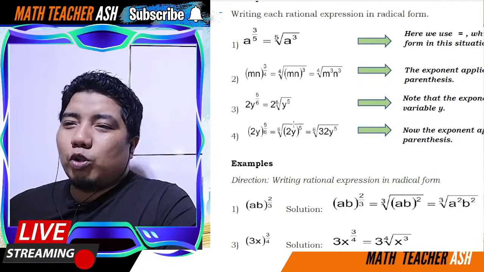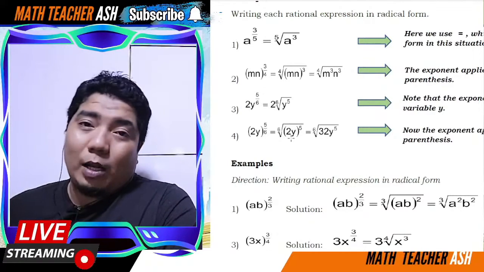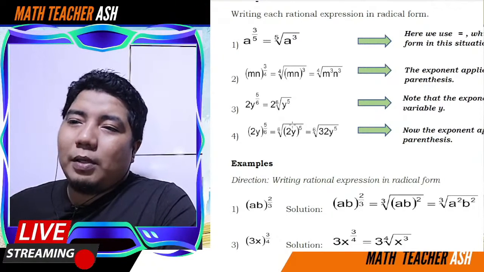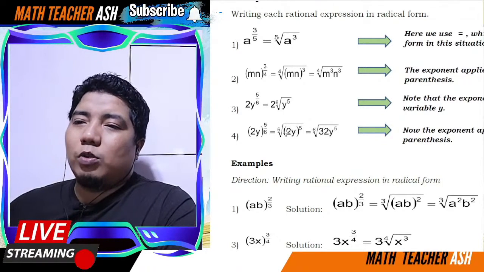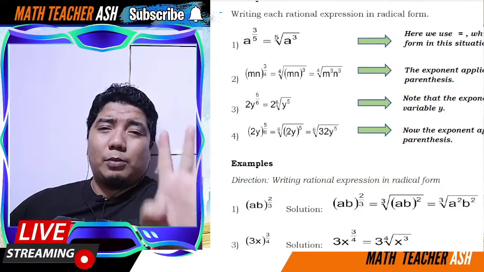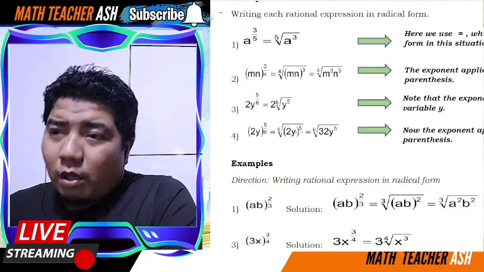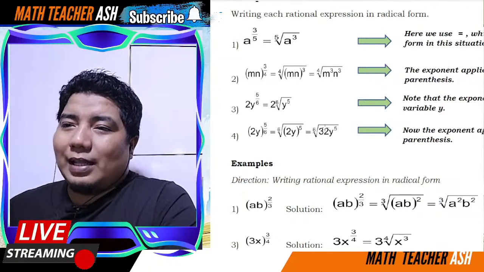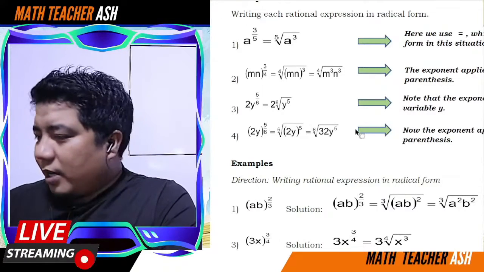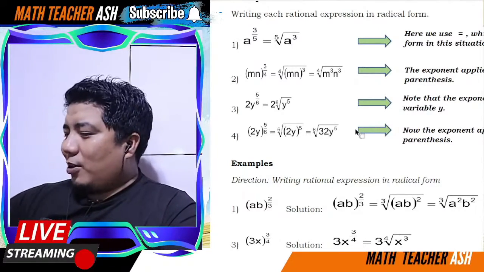However, kung gusto mo namang tanggalin ang parenthesis sa loob ng radical expression, then this 5 here will be distributed to 2 and y. So, this will become 2 to the 5th power, which is 2 times 2 times 2 times 2 times 2, and that is 32, y to the 5th power. So, that is 6th root of 32y to the 5th power. Ganun lang kadali, my dear math learners.